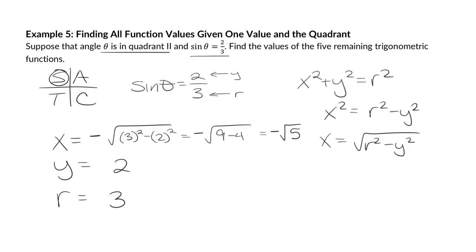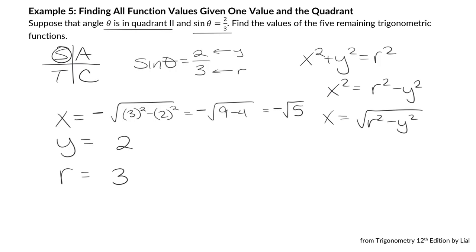Which means we can find all of our trig functions very quickly, putting these together. So sine of theta we already have, which was 2/3. We can do cosine of theta, which is negative square root 5 over 3. We can do tangent of theta, which is 2 over negative square root 5, but I'll rationalize that denominator to negative 2 square root 5 over 5.